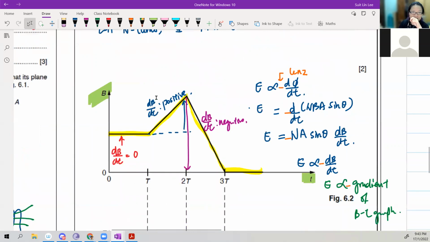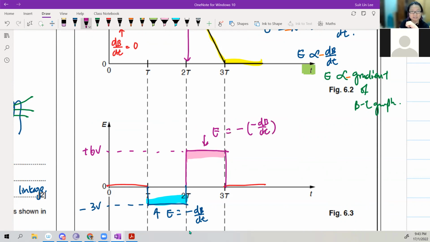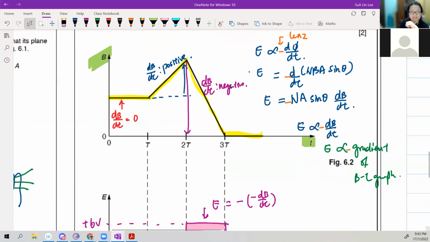So this dΦ/dt, this dB/dt is positive. So from here, this is negative because EMF is equal to negative dB/dt. And dB/dt is positive, so you get a negative value. And then here, your E is equal to negative dB/dt, because this dB/dt here is negative. So negative, I'll get a positive value. Because of Lenz's law. Lenz's law introduced this negative sign.